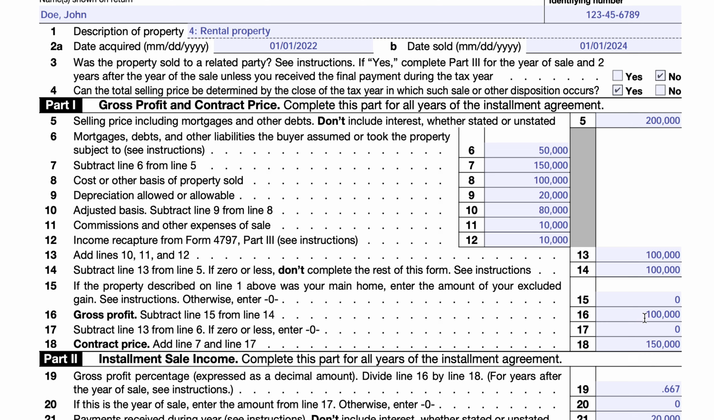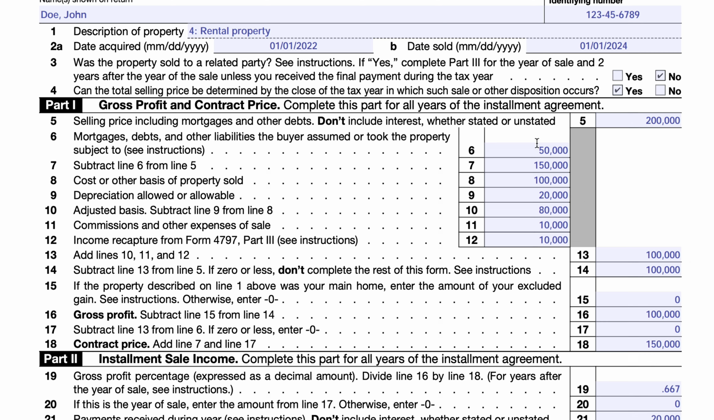That is our total gross profit. That's going to be the number that we use to help determine how much income we're realizing in each year. So $100,000 of gross profit, we're going to spread that out over as many years that we're receiving payments under the installment agreement. Line 17, we're going to subtract line 13 from line 6.